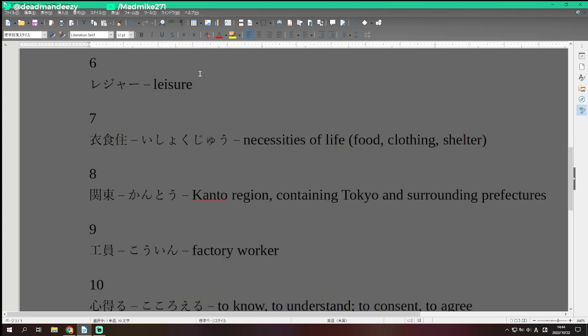Number 6 is another easy one with rejā. Rejā is leisure, directly from the English again.